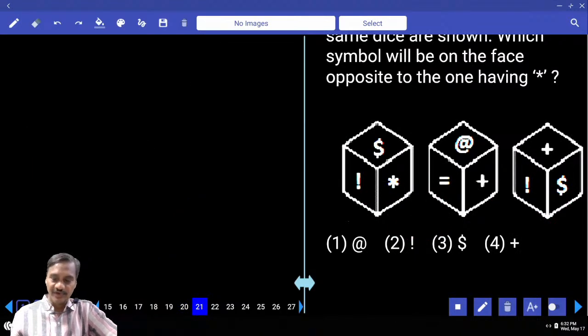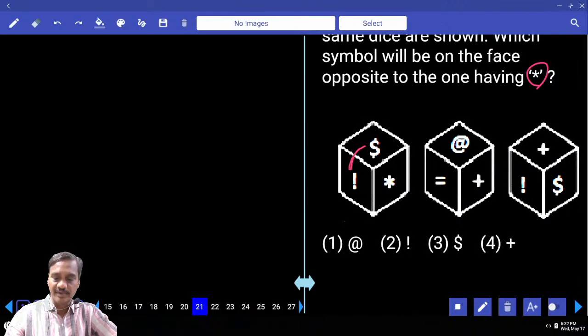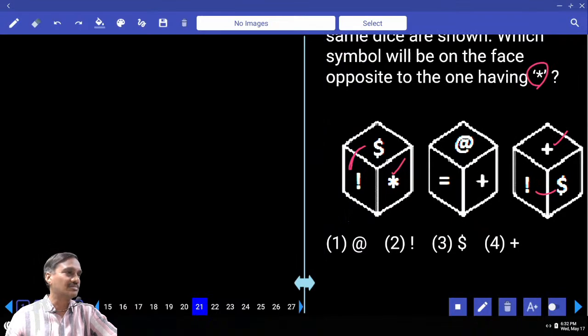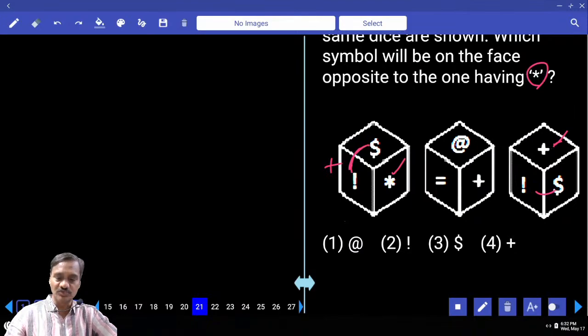Then next we need to find out the side that is opposite to star. Now where is star here? If you observe here, dollar and exclamation, for these two star is common. And again for these two plus is common. That means this plus and star must be opposite to each other. And these two are common for these two sides.